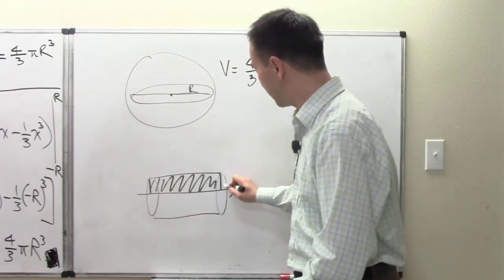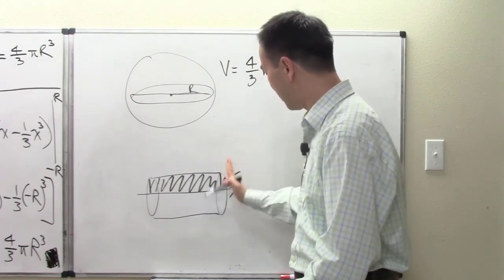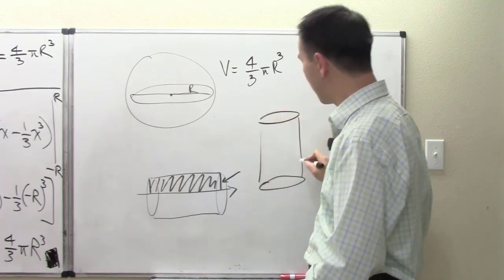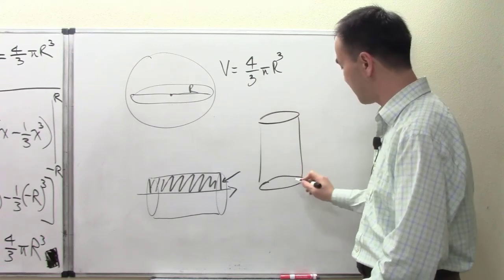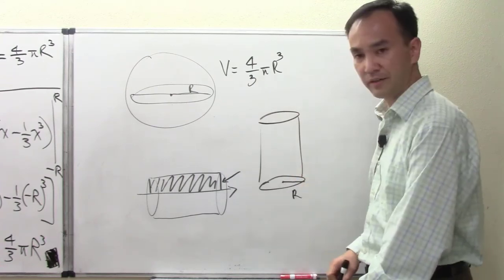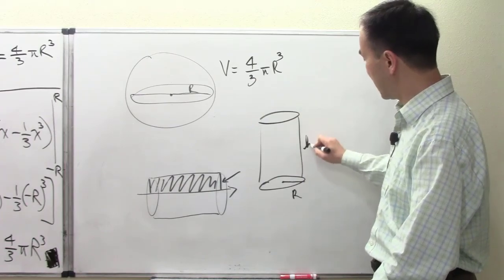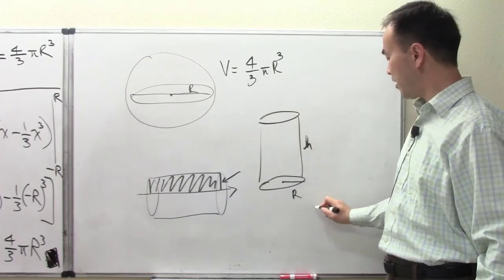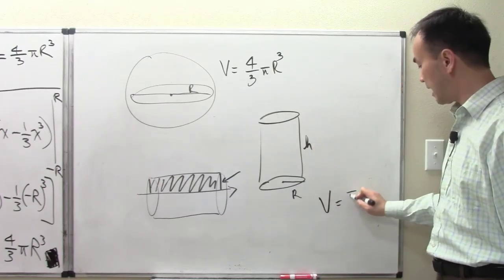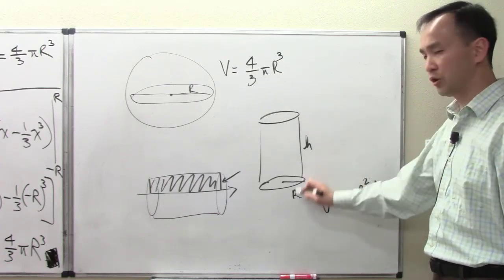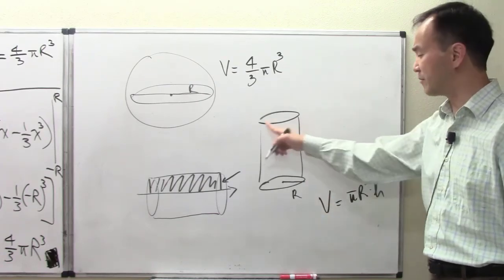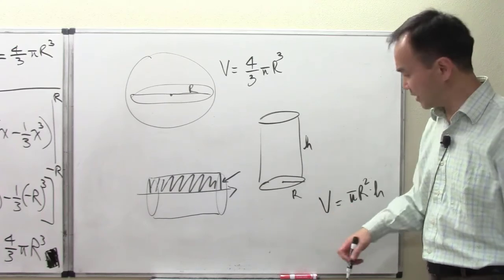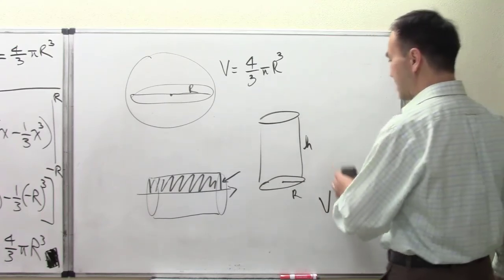With a cylinder standing upright like that, this is the base and this is the top, but they all have the same radius r. The length of the original drawing now becomes the height of the cylinder. So the volume of any cylinder is pi r squared times h. You can also use calculus to prove why the volume of this cylinder is pi r squared times h. That's another picture for that.